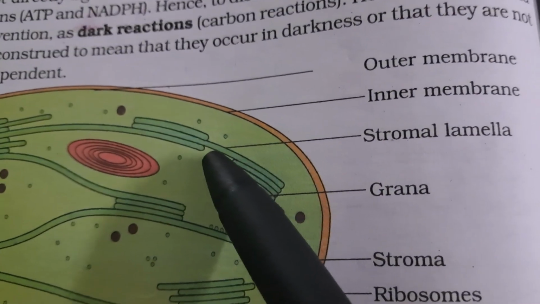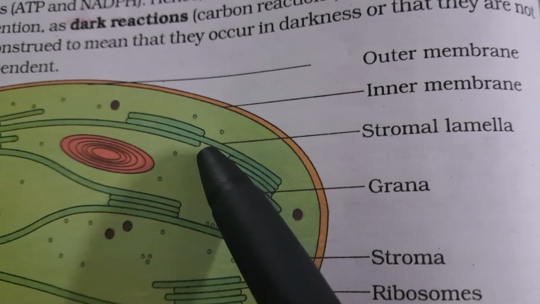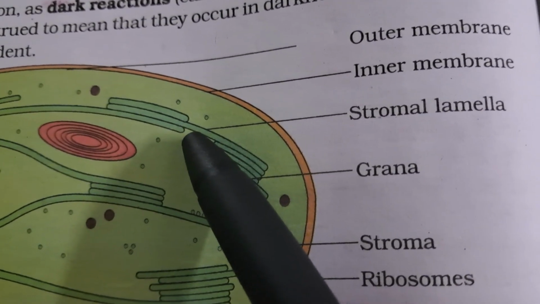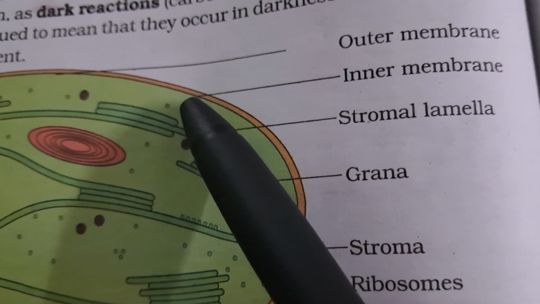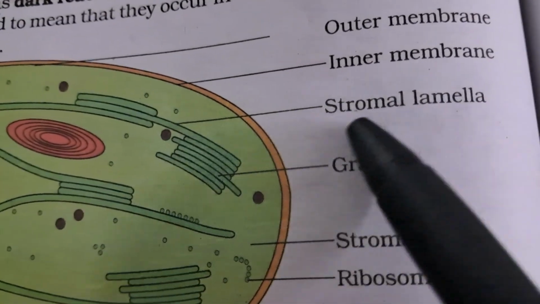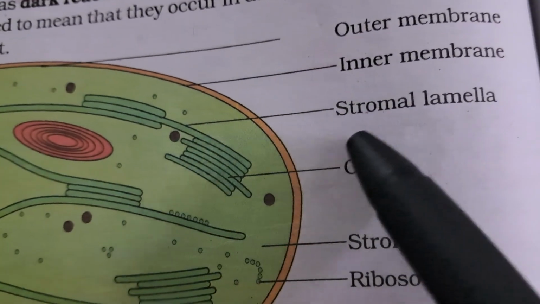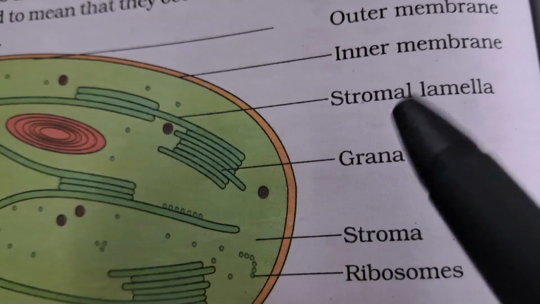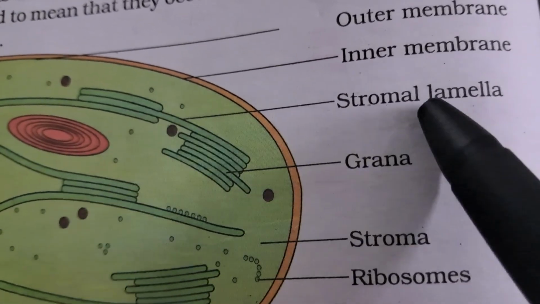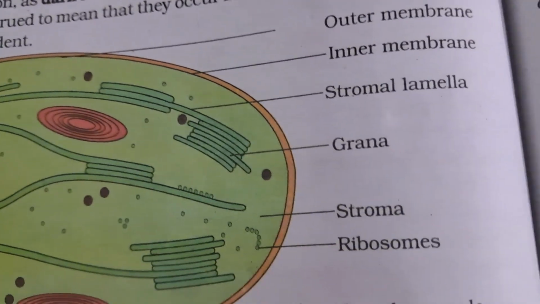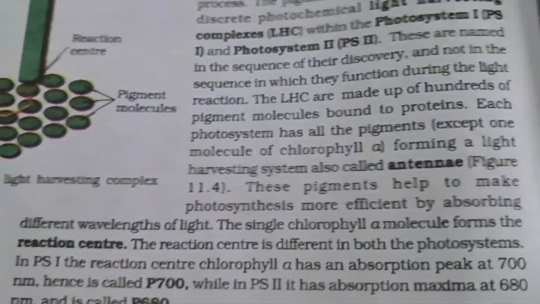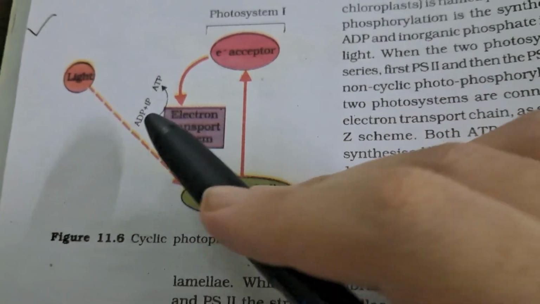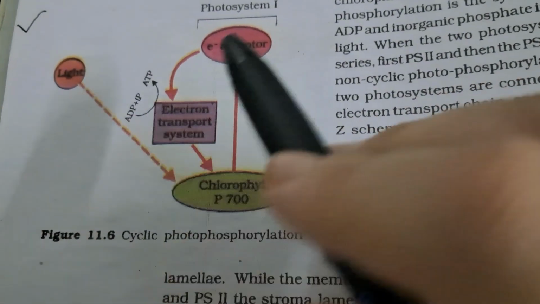So in this stroma lamella, only PS1 is going to be functional. PS2 is not there in the stroma lamella. Stroma lamella, mark my words, lacks the PS2 system. It lacks PS2 as well as the NADP reductase enzyme. Because, as I mentioned to you here, only ATP will be formed. There is no NADPH formation.